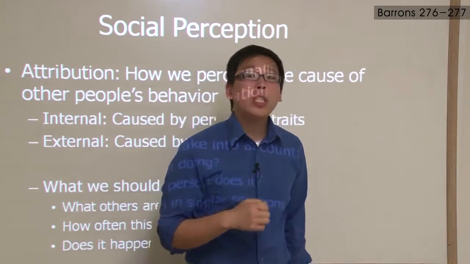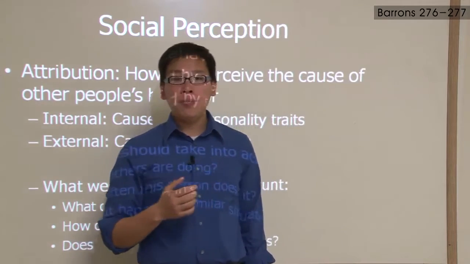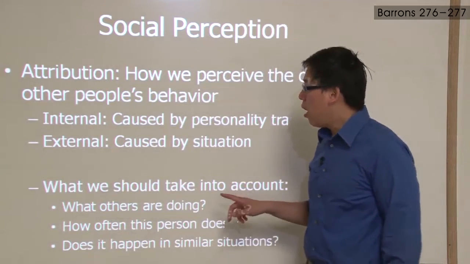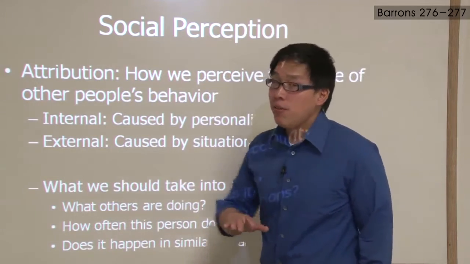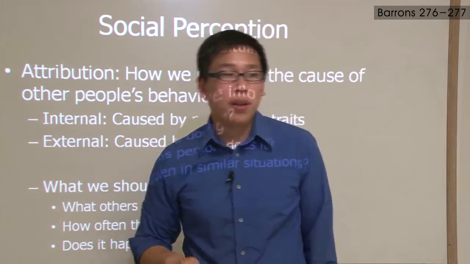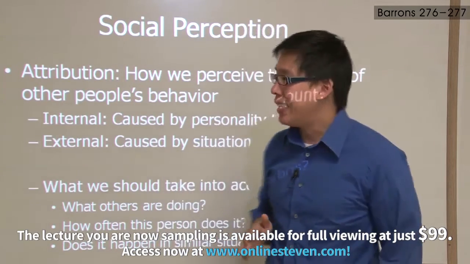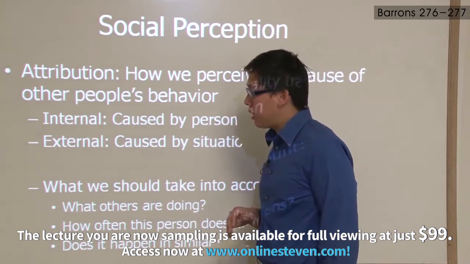Now, how would I determine which is the correct attribution? I would answer these three questions. For example, I'll look at consensus. What are other people doing? If other people are also sleeping in the classroom, a lot of people are sleeping, then it's a pretty good guess that something about the class is really boring. Maybe the class is just really early or really late at night and people are just tired.